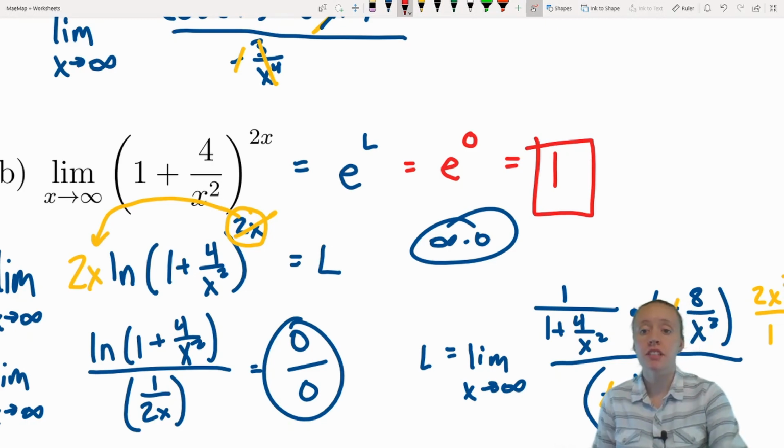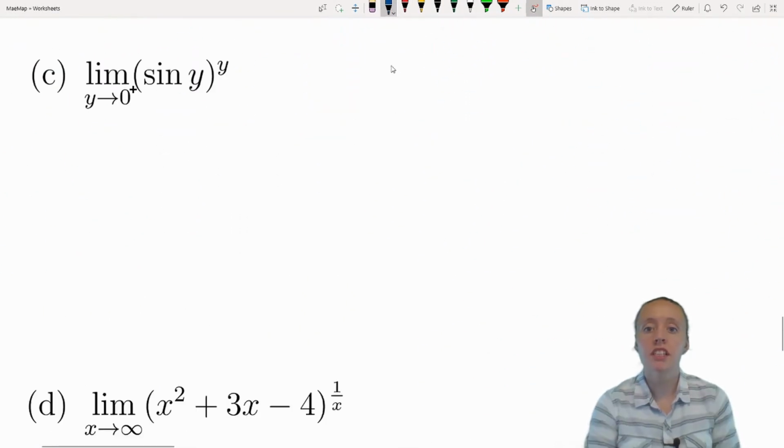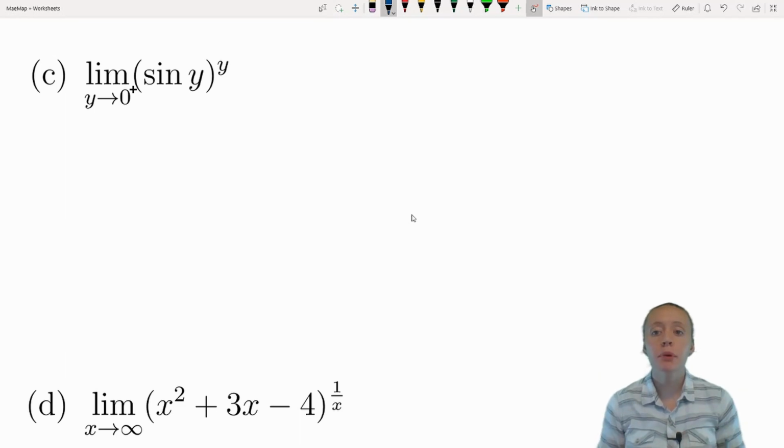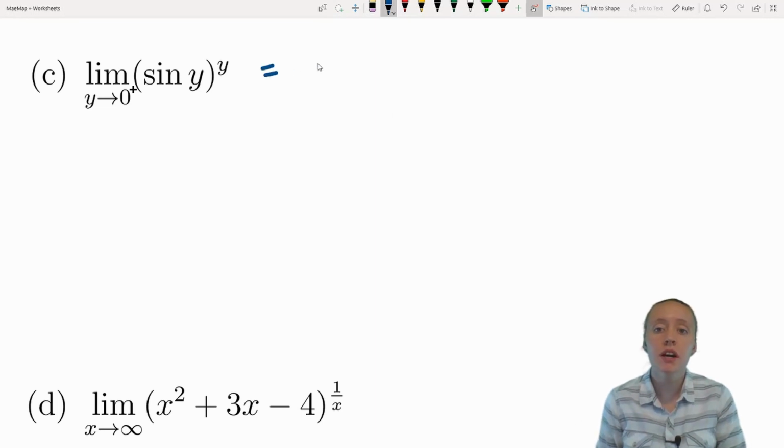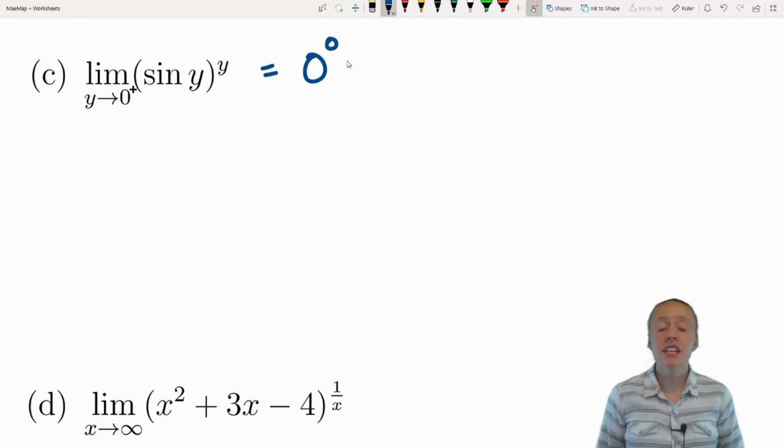Let's move on to part C. In part C, what do we have? As y approaches 0, sine of y goes to 0, and y goes to 0. So this is in the form of 0 to the 0. So we've got to somehow manipulate this to get either infinity over infinity or 0 over 0.